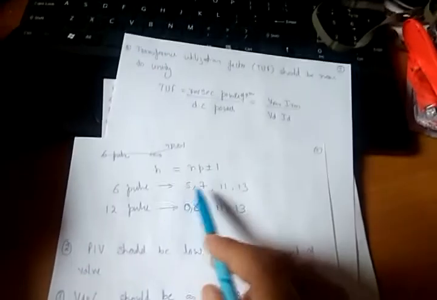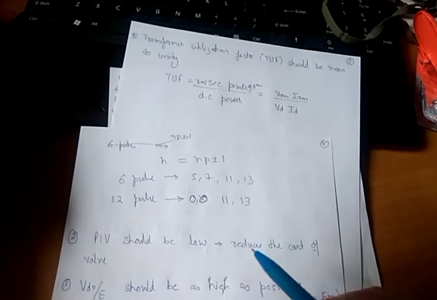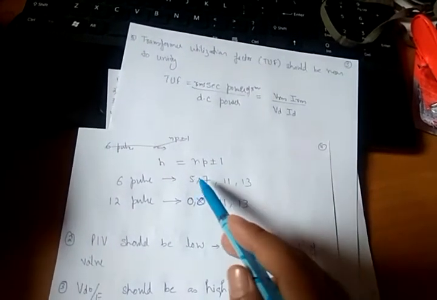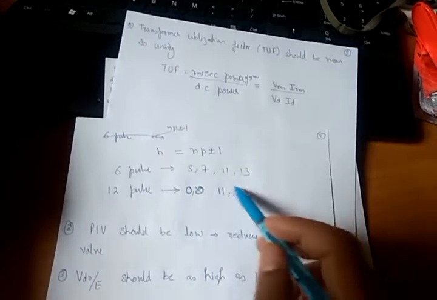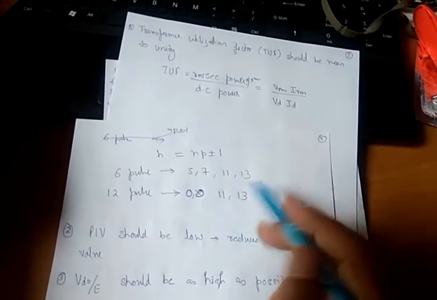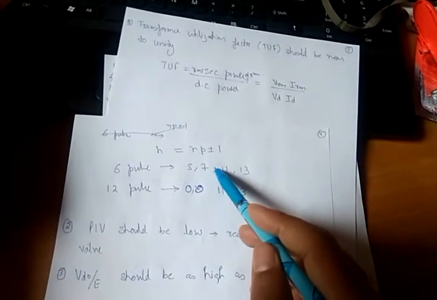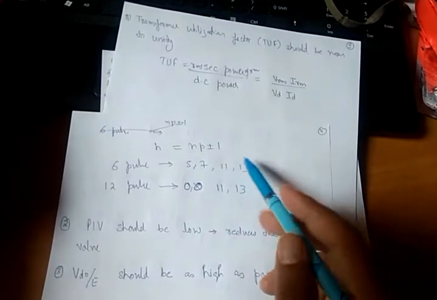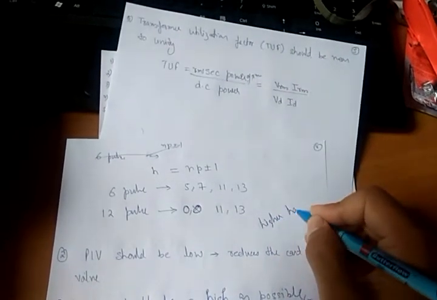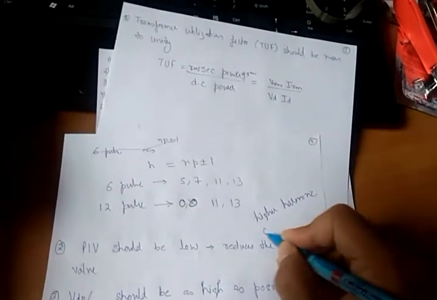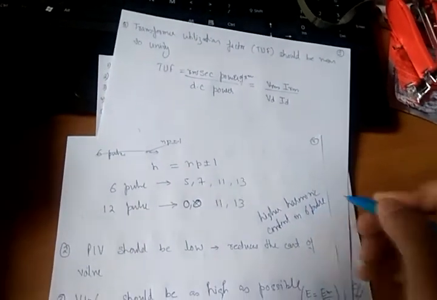And you know that in case of 6 pulse, we have 5th, 7th, 11th, 13th harmonic. In case of 12 pulse, we have 11th and 13th harmonic only. So you can see that lower the order of the harmonic, higher the magnitude. So the magnitude of the harmonics in case of a 12 pulse converter is low as compared to the magnitude of the harmonic in case of a 6 pulse converter. Therefore, there is higher harmonic content in the 6 pulse configuration.